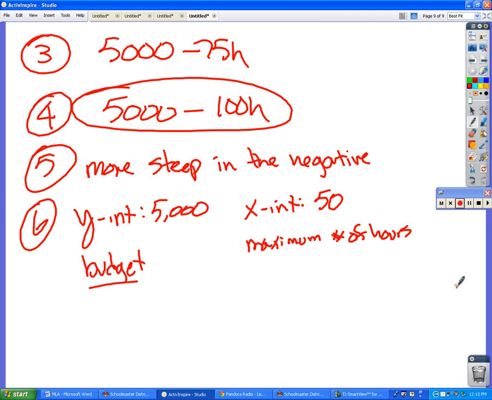Yeah, usually you would see this equation written as negative 100H plus 5,000. You're right. Because you need to not think of it as being the first number and the second number. You need to think the slope is always the number that goes with the variable, and the y-intercept is always the number that's all by itself. Whether it comes first or last doesn't matter.